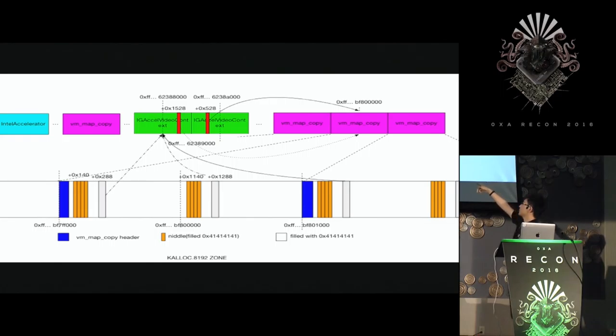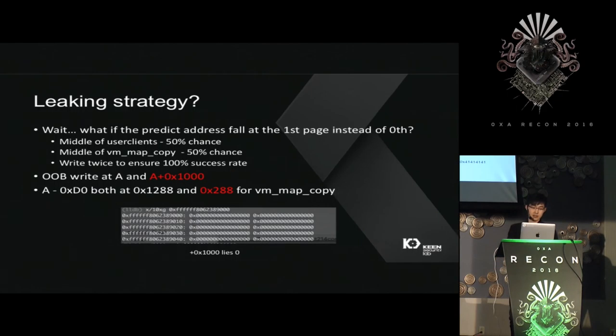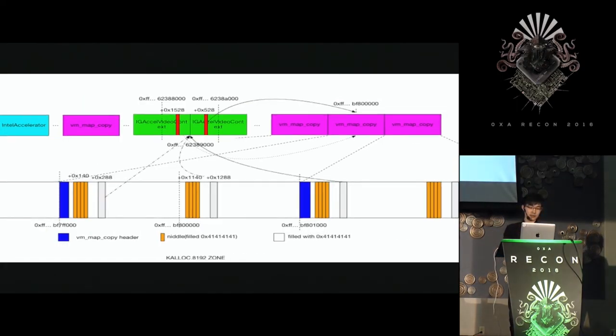We can still point it back to address A. Oh, we can see the problem here. If we point it back to address A, we are not reading the vtable content. We are reading in the middle of the IOSurface video context, which means actually it's zero. It's not useful content. So how can we solve this problem?